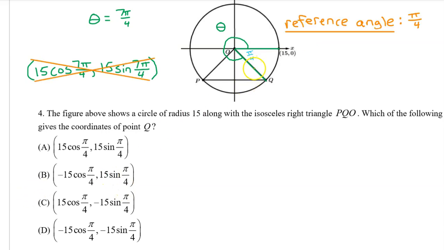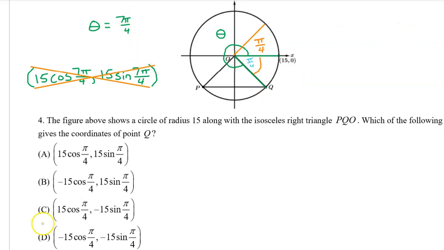The angle between the terminal side and the nearer part of the x-axis is called the reference angle. In this case, the reference angle is this pi over 4. There is a way of writing the coordinates of a point using the reference angle instead of theta. In standard position, pi over 4 is in the first quadrant. So the coordinates of this point will be r cosine theta, comma r sine theta. That's going to be 15 cosine pi over 4, comma 15 sine pi over 4.